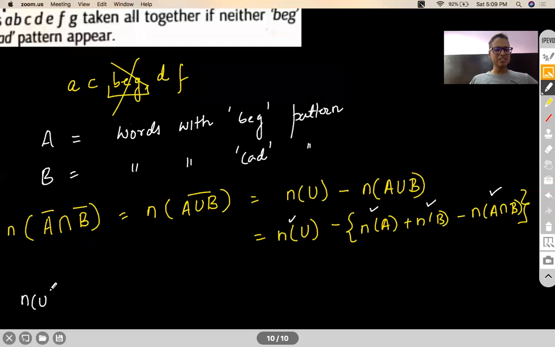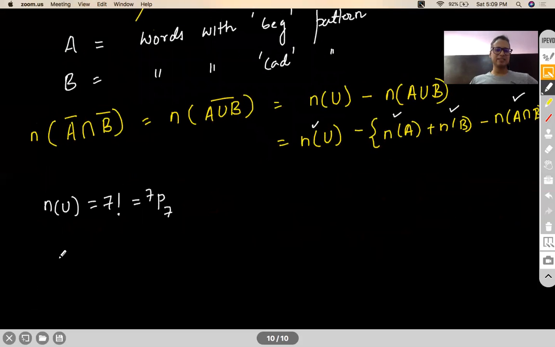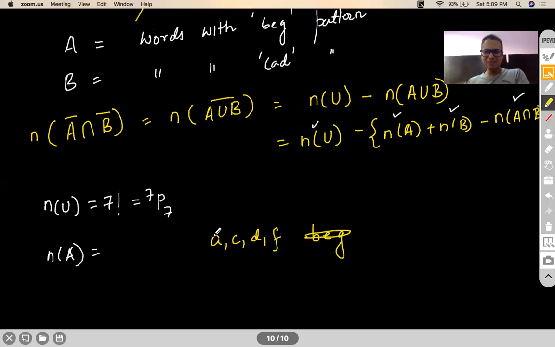Now n(U) means the total number of words or permutations you can make with these 7 alphabets. You'll say 7 factorial undoubtedly, or 7P7. No problem with that. What will be n(A)? n(A) is basically those words where the BEG pattern appears. So I'm going to take a string and tie the BEG word. Other letters are A, C, D, and F. Why did I tie them? Because I want the pattern to be intact. I want them to move like BEG everywhere. So in all those combinations, BEG will be coming in those words. So it is like 1, 2, 3, 4, 5 factorial ways you can do that.